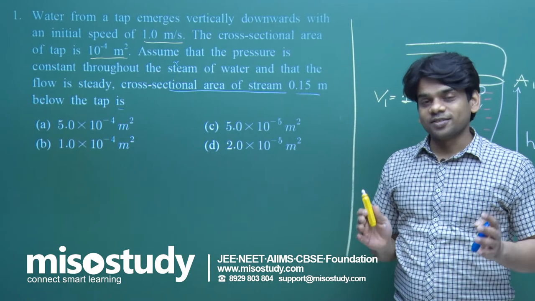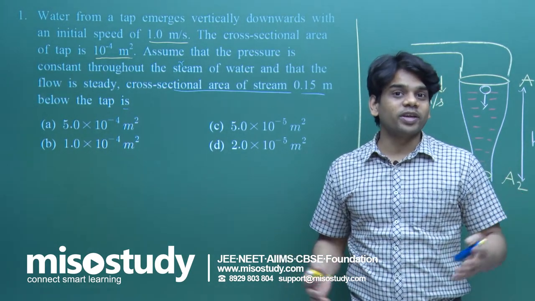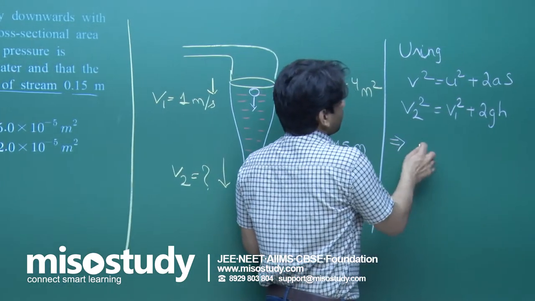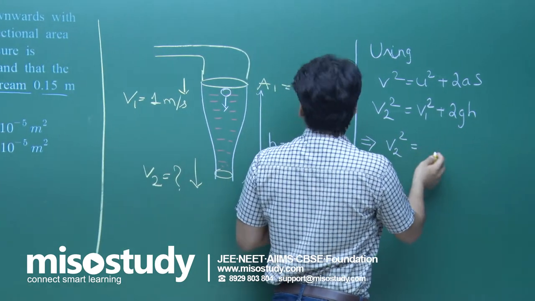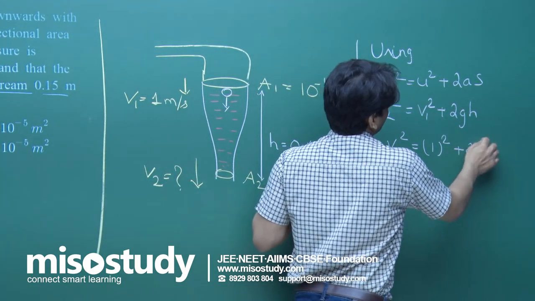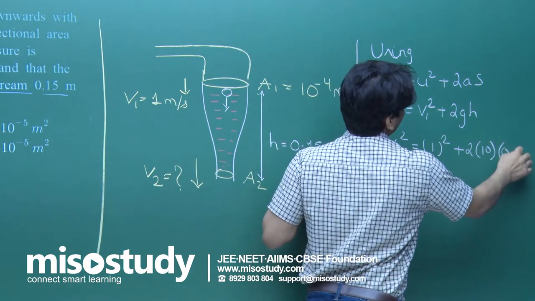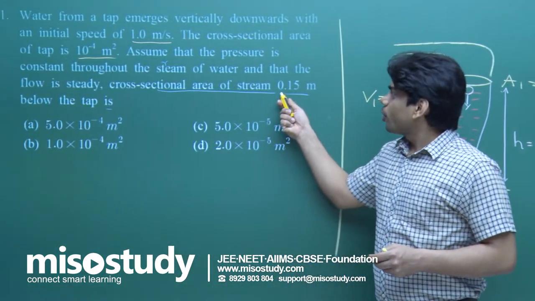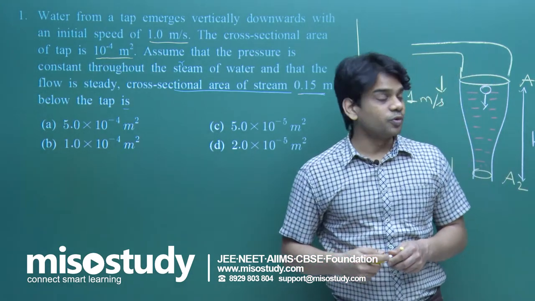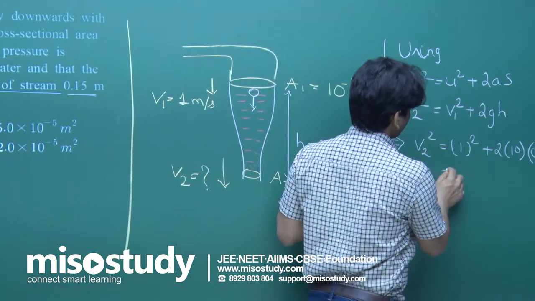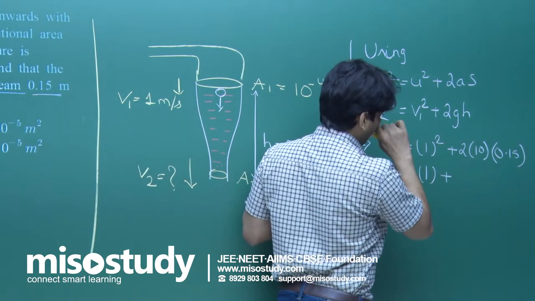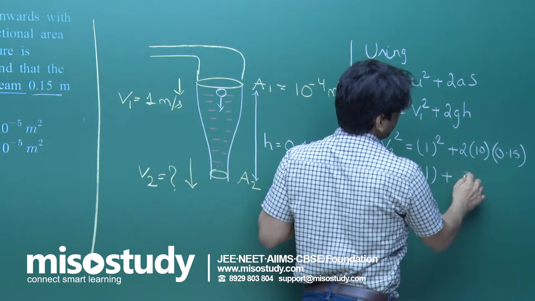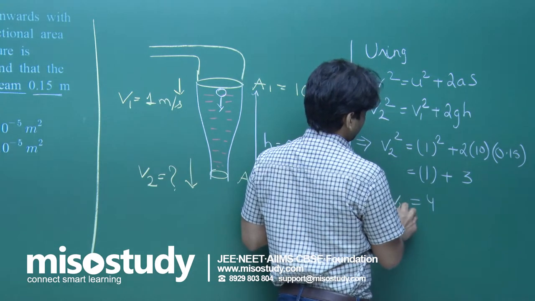After this, we can use the equation of continuity, we can equate A1 V1 equals A2 V2. So see here, V2 whole square is equal to V1, which is 1, whole square plus twice of g, which can be taken as 10, and h is given as 0.15 meter. I believe that this should be clear to you all. See that it's given that it is 0.15 meter below the tap. So V2 you will get in this way, as shown here. This will come out to be 1 plus 1.5 into 10, so 2 into 1.5 is 3. So this will come out to be 4. V2 whole square is 4.